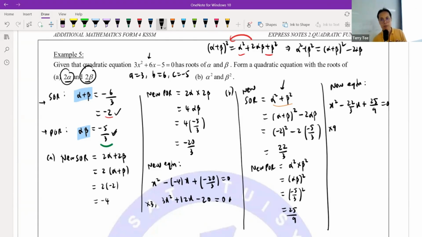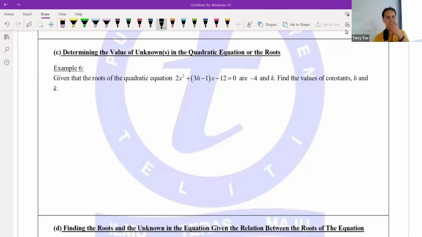Just multiply everybody by 9. x squared, this will be 66, right? Plus 25 equals 0. Now, this is a classic typical exam question type. You're given unknown in the equation here and unknown in your roots. You're supposed to find the value of unknown h and k.